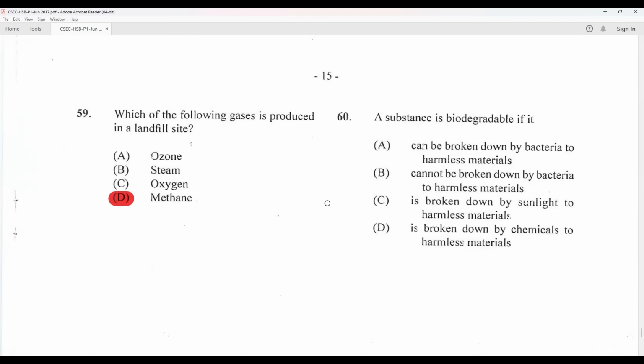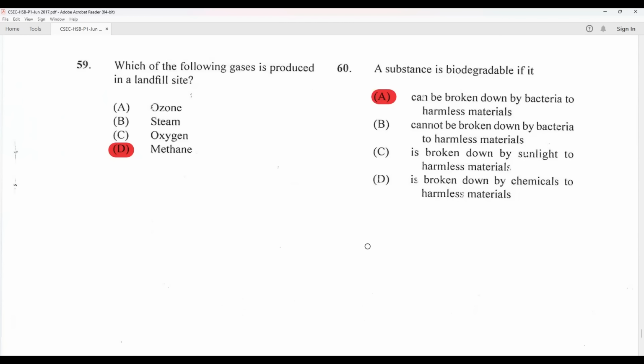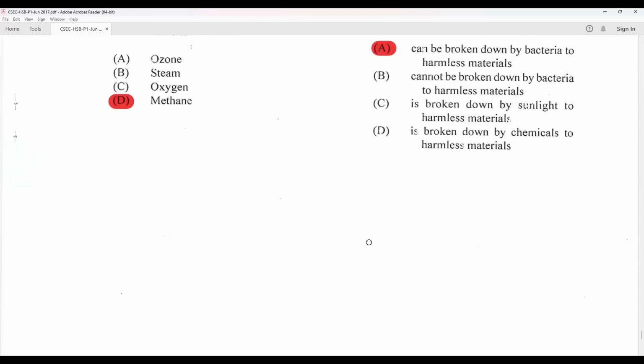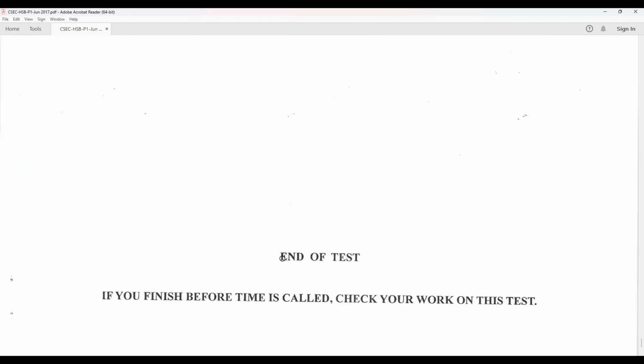And the final question for this June 2017 Human and Social Biology, Paper 1. A substance is biodegradable if it can be broken down by bacteria to harmless materials. A. So this concludes the Paper 1 for Human and Social Biology, and it ends by telling you this is the end of the test.